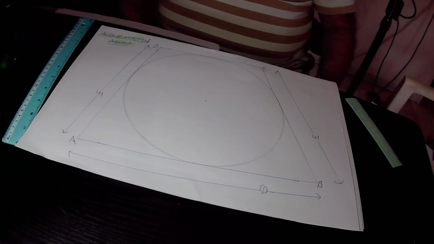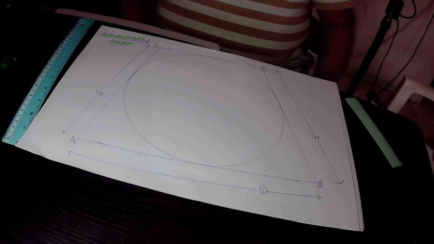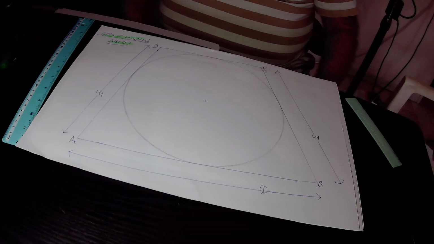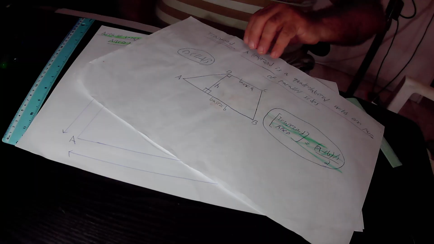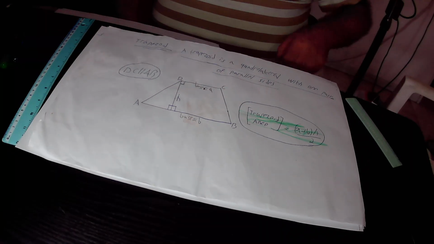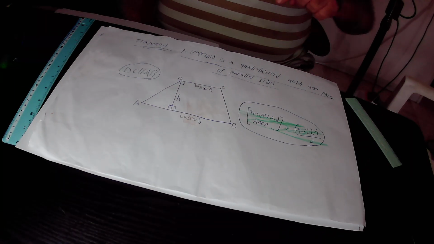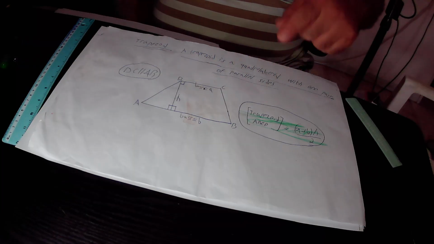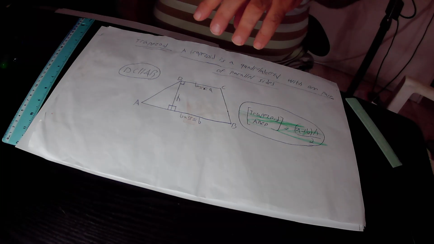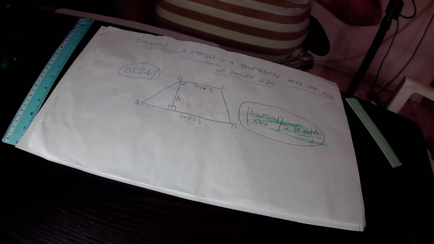So first of all, what is a trapezoid? A trapezoid is a quadrilateral with one pair of parallel sides. This is quadrilateral ABCD. In quadrilateral ABCD, side DC is parallel to the opposite side AB, and therefore this quadrilateral is defined as a trapezoid because it has one pair of parallel sides.